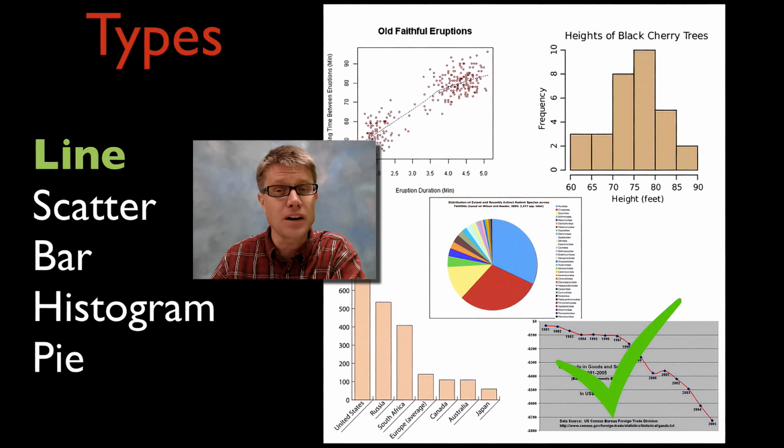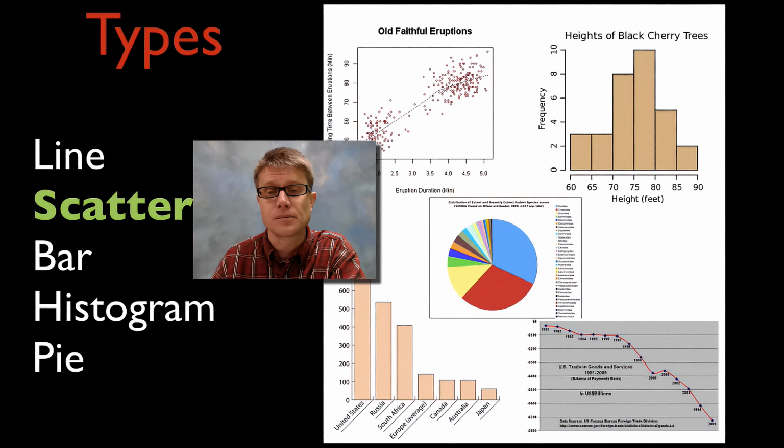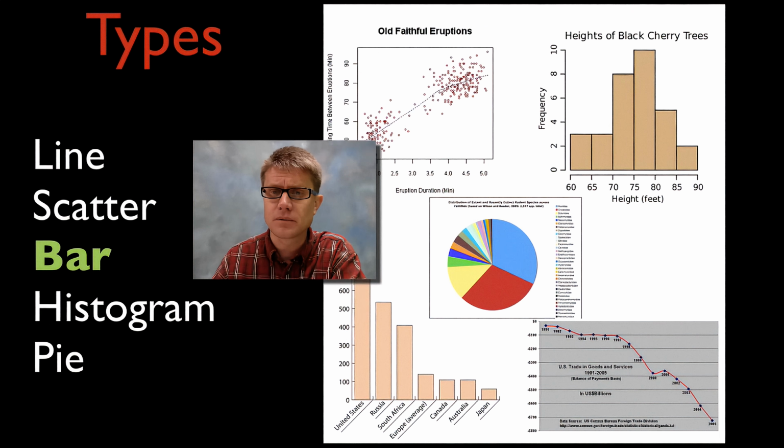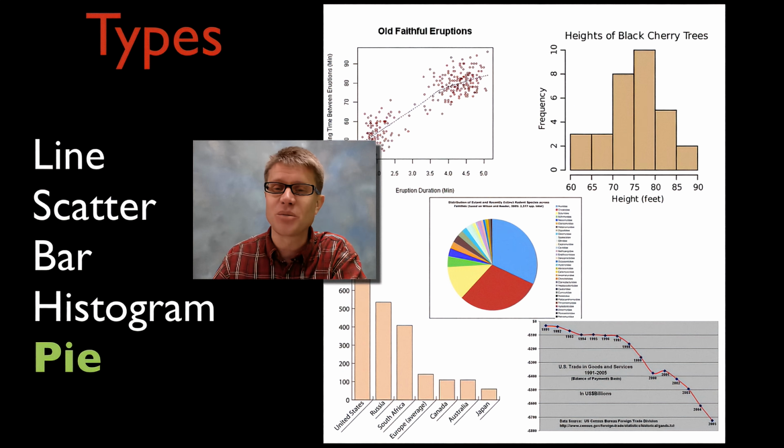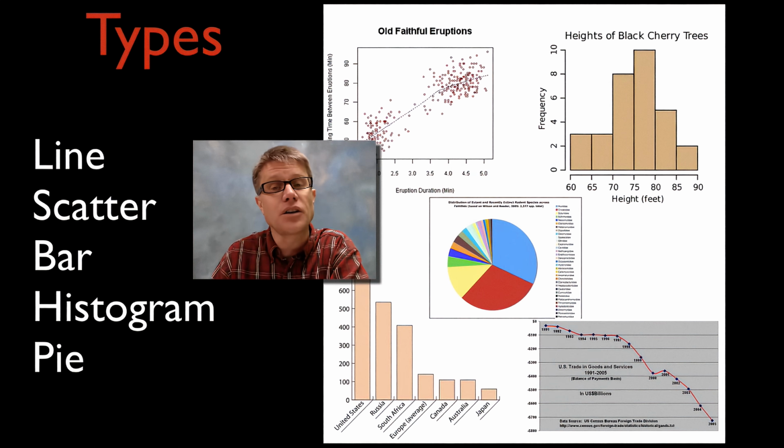Could you point to the scatter plot now? And what about a bar graph? Could you point to the bar graph? And the histogram? And hopefully you can point to then the pie graph. Okay. So how did you do? Did you get all those right?